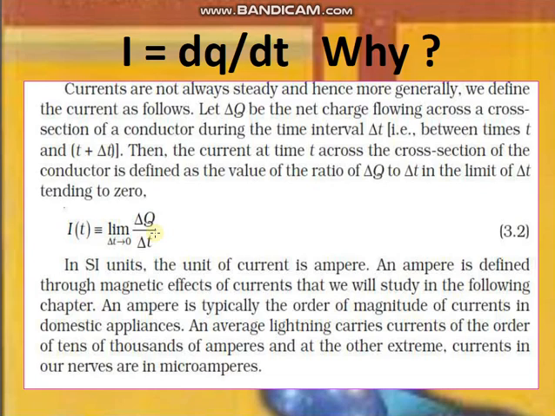Now from this we can find out SI unit. The unit of charge is coulomb. The unit of time is second, coulomb per second. And if charge is 1 coulomb, time is 1 second, we will get current is equal to 1 coulomb per second. 1 coulomb per second is nothing but the unit of current, which is called ampere.